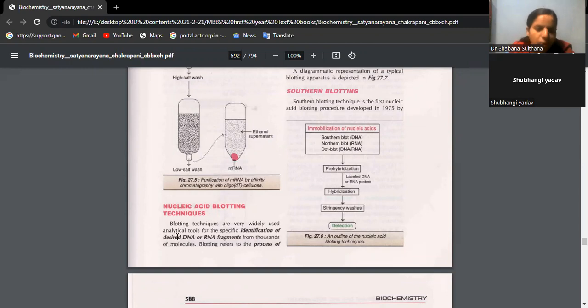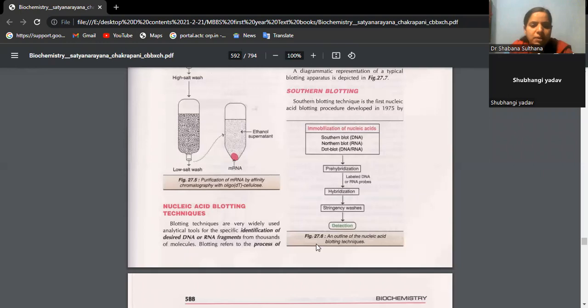Nucleic acid blotting techniques. Blotting techniques are very widely used analytical tools for specific identification of desired DNA or RNA fragments. That means within the nucleus, we have so much DNA and RNA, no? So if we want to identify and study a particular DNA fragment or RNA fragment, we generally use these blotting techniques. Okay.